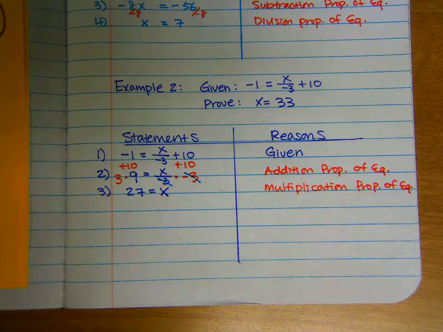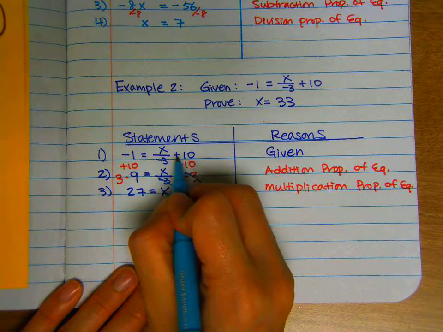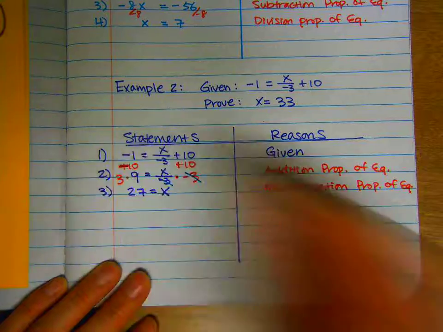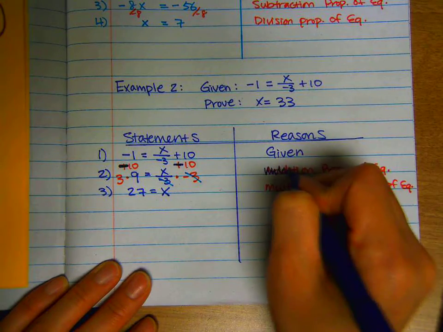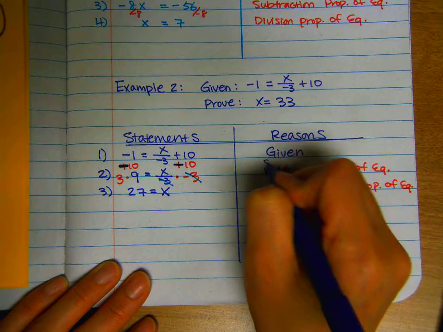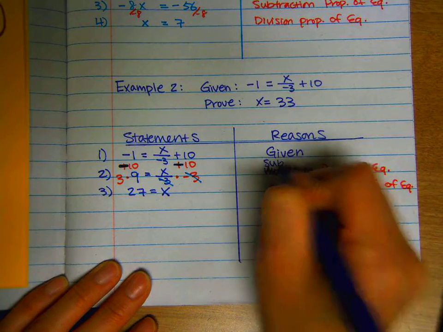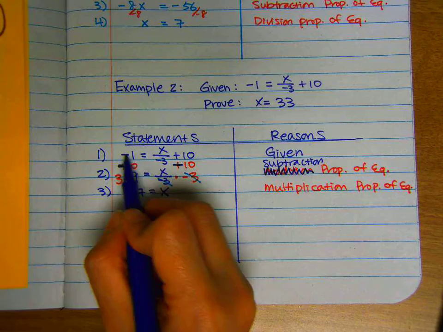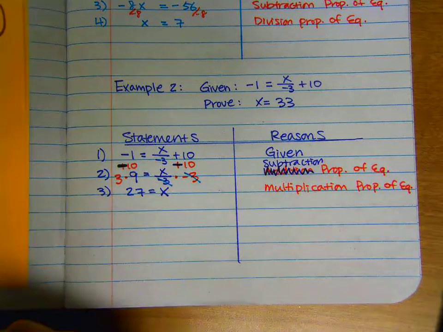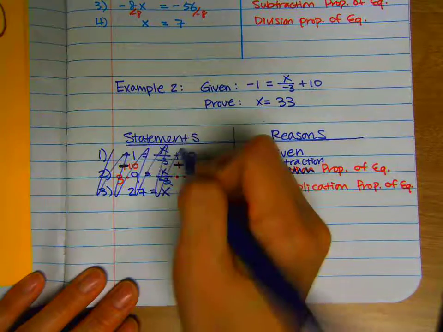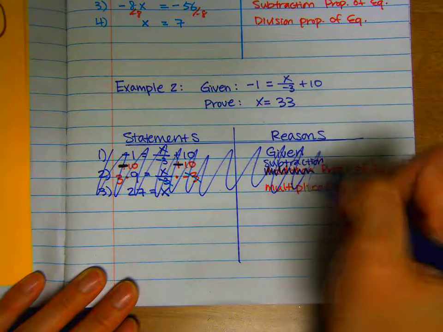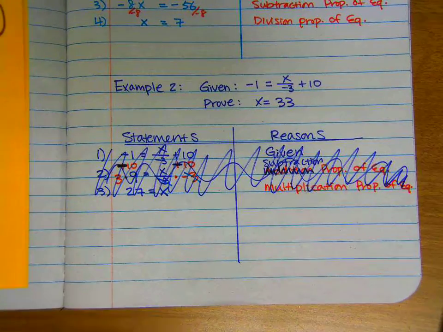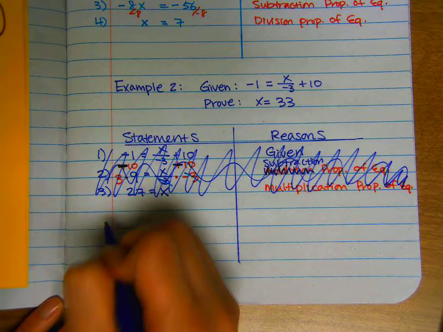Did I do something wrong? Let me see. Whoops. In here we have to subtract it, so I'm going to change it to subtraction. It's addition, it should be subtraction. So now negative 1 minus 10 is not 9, it should be minus 11. So I'm just going to cross them out. Everything is completely wrong, it's messy. Just cross them out. I'm going to write it down again.